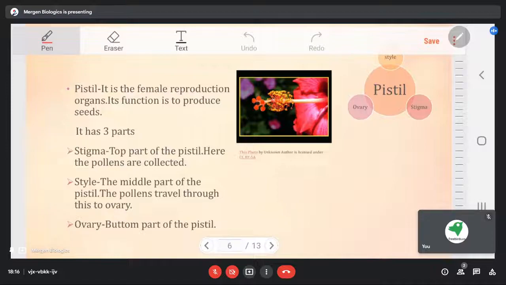Now, if you remember, I have told you that the female reproductive part is known as carpel. If there is one carpel, then we call that condition monocarpellary. But if there is more than one carpel, then we call that polycarpellary. Mono is one and poly is more than one.